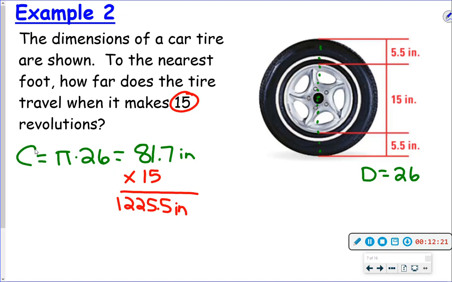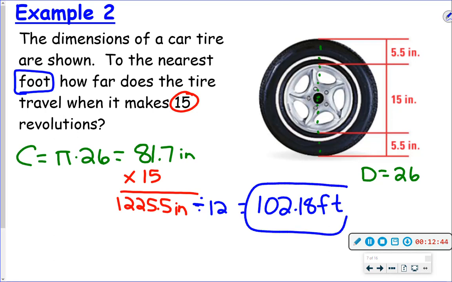And this would be a good standardized test practice problem. To the nearest foot, we are in inches. So we've got to convert. How many inches in 1 foot? 12. So now I'm going to divide by 12 to get it converted into feet. 102.1, right? Yeah. There we go.